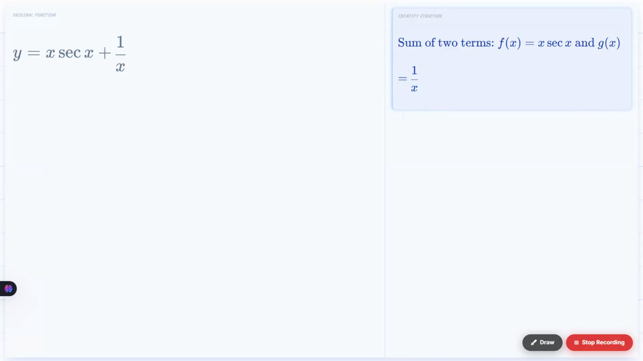We see that this function has two separate parts added together. We do this to see how each part works on its own. The sum rule says we can find the derivative of each part one by one.